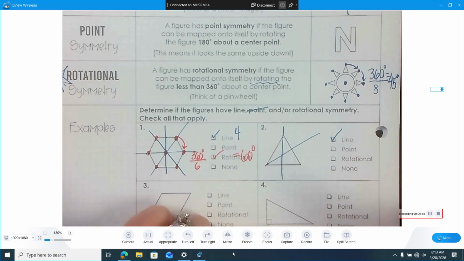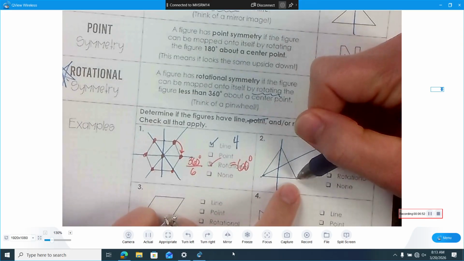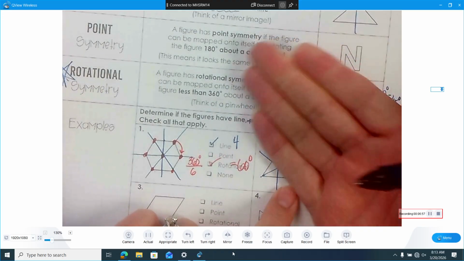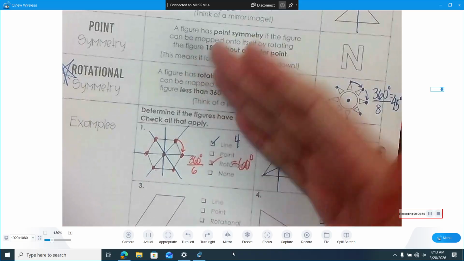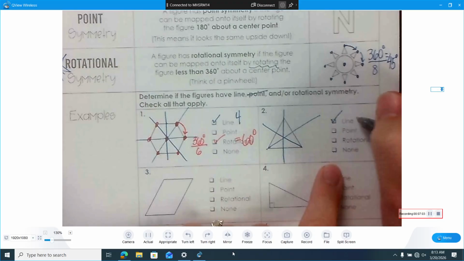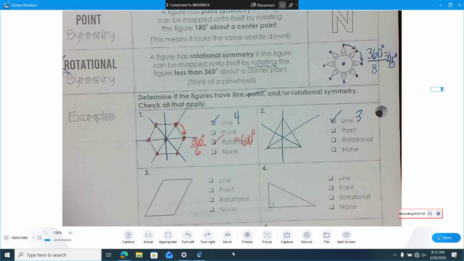I mean, it could. No. Oh, wait. And so this one, if we go from this point, again, this top side would exactly fold up with this side. So there are 3 lines of symmetry in this triangle, okay?